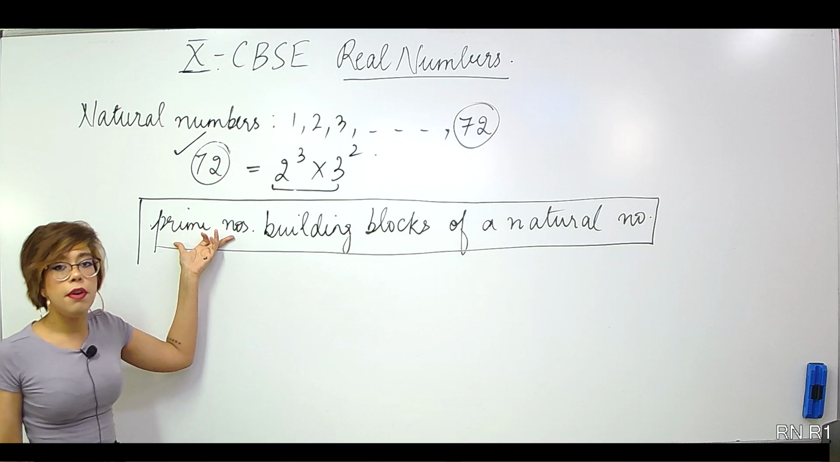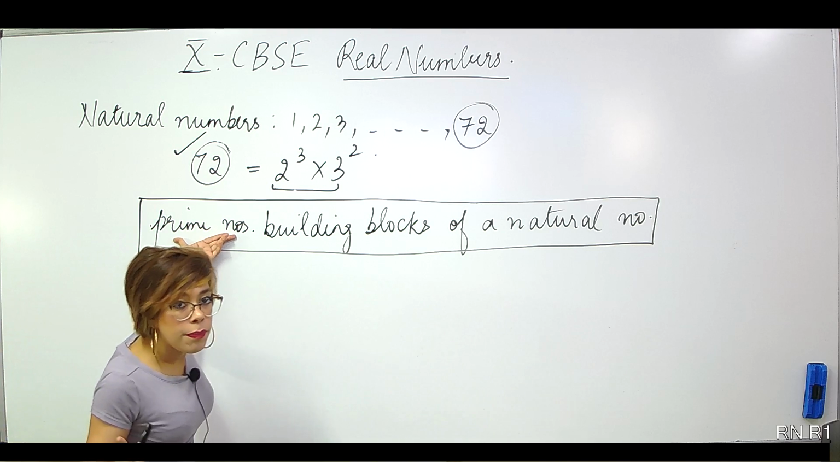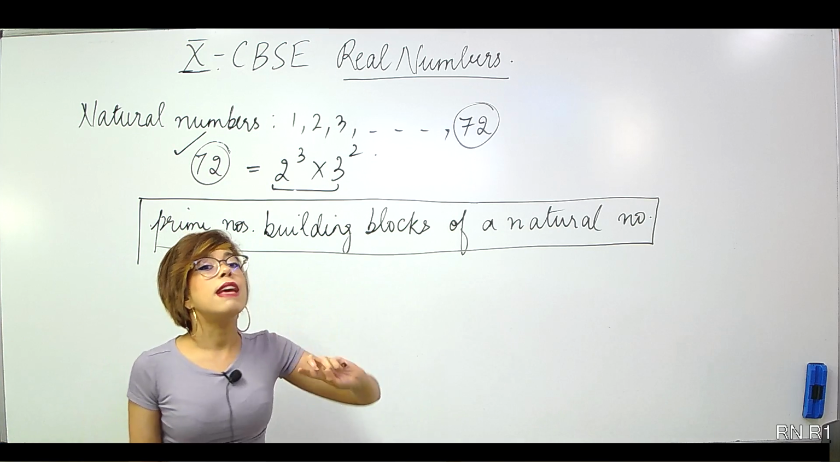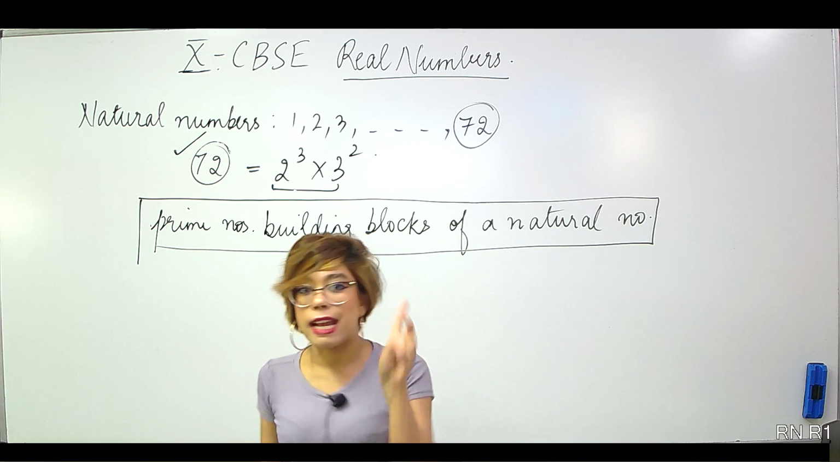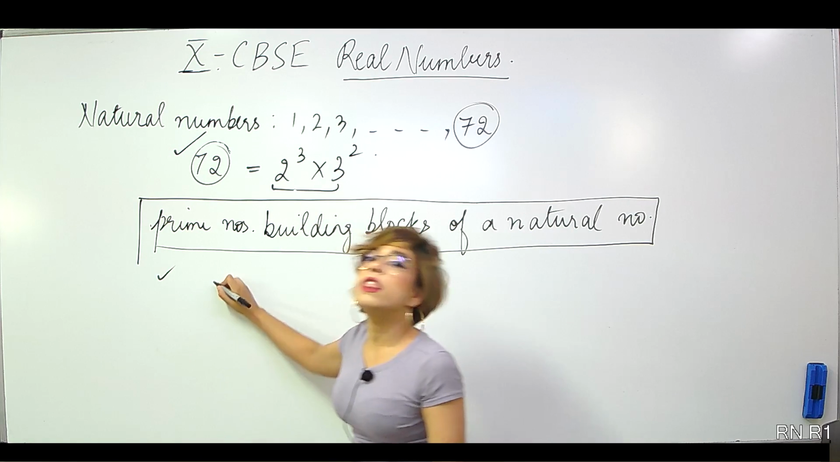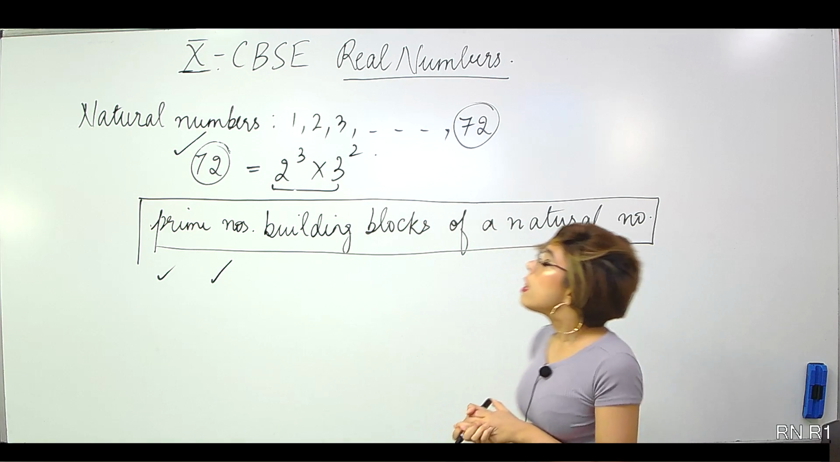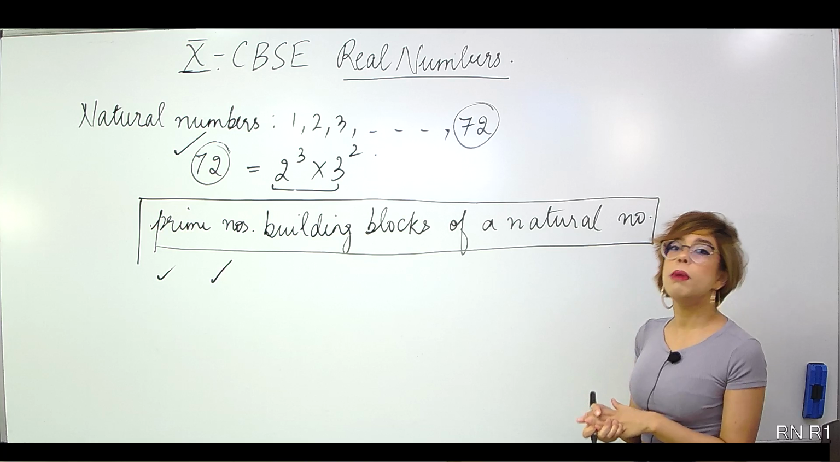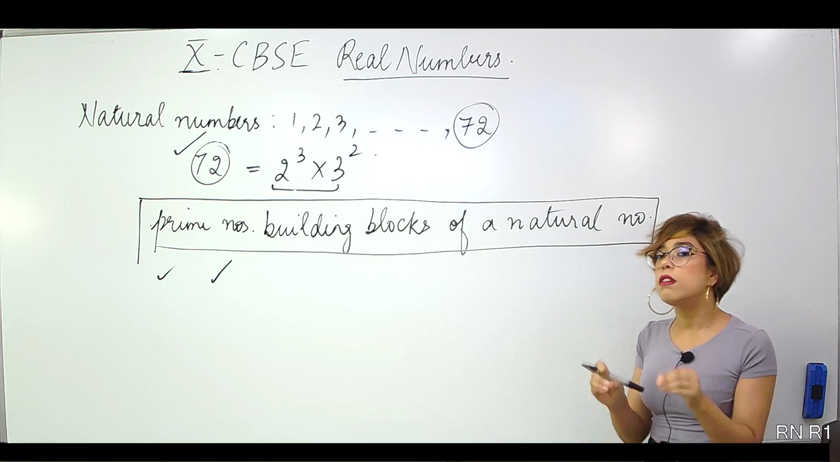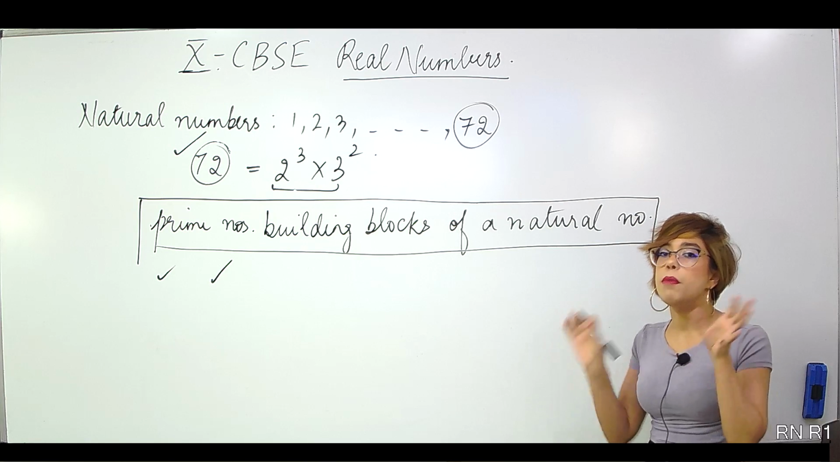A prime number is a natural number greater than 1 which has exactly 2 factors, exactly 2: 1 and the number itself. Right? Okay. Now, the next question might be, since we are talking about prime numbers, how do we ascertain whether a number is prime or not?